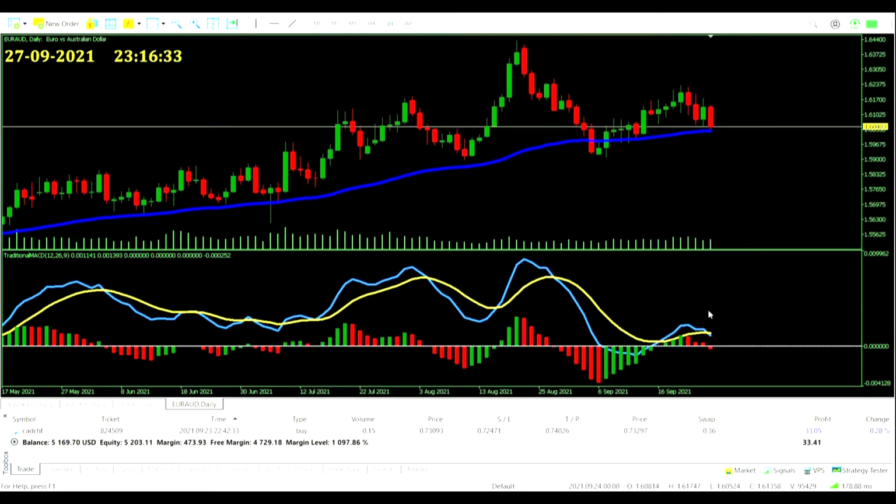The Euro-Aussie dollar is very close to a signal. Price has come down and it has crossed below zero, but not across the moving average yet. We could see that signal come in the next couple of days.